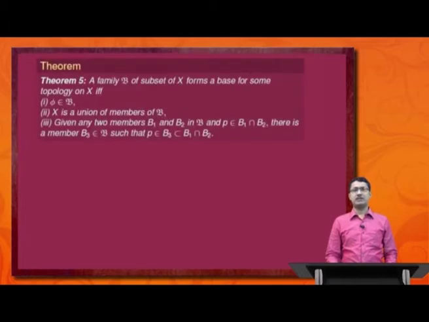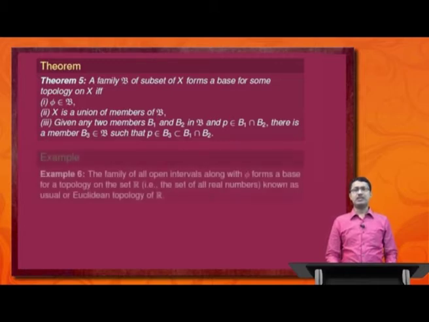And theorem 5 says a subfamily script B of subsets of X forms a base for some topology on X if and only if script B satisfies three conditions. First condition, phi belongs to script B. Second condition, X is a union of members of B. Third condition, and that is the final condition: given any two members B1 and B2 in script B and P belonging to the intersection, that means B1 intersection B2, then there exists another member B3 belonging to script B such that P belongs to B3 and B3 is a subset of B1 intersection B2.